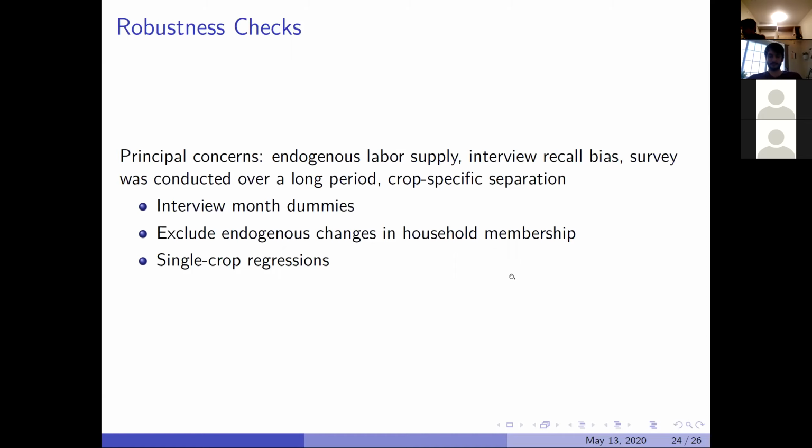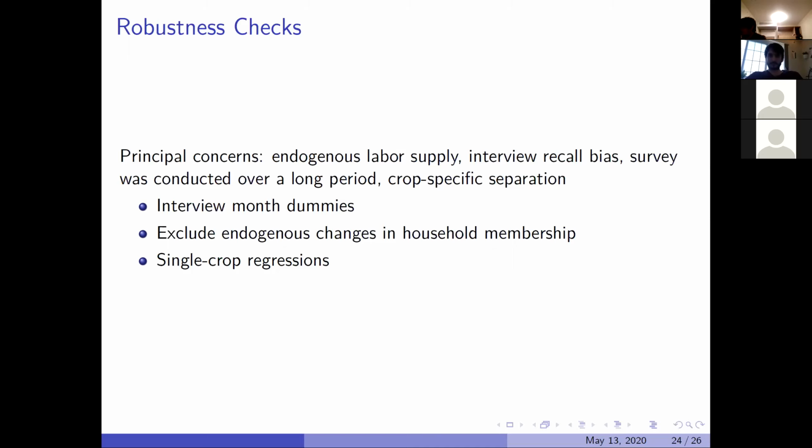I don't have these in this presentation, but I'm just going to run down the results from the top of my head, which are in the paper and discussed. There are interview month dummies. I basically performed exactly the same specification, including an indicator dummy for the month that the interview was performed. The interview month dummies were highly significant. It didn't change the results substantially.